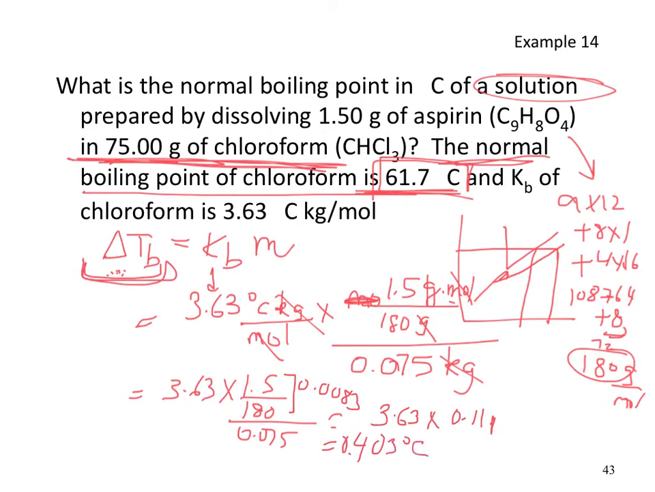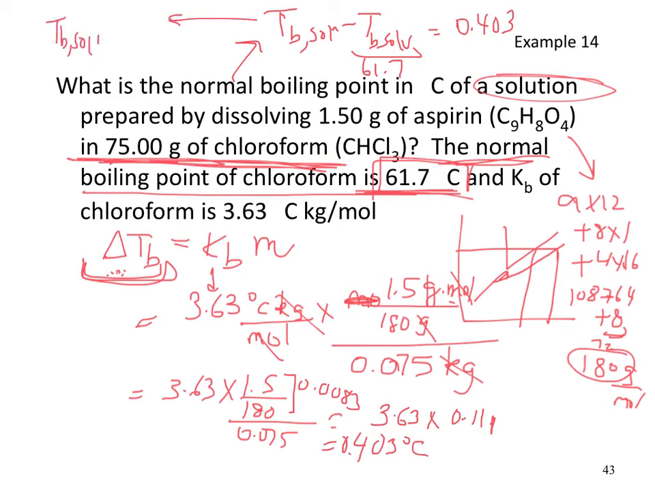And so that means that the new boiling point, meaning the final, that's the Tb solution minus Tb solvent, is 0.403. Since the solvent value was 61.7, you must add 61.7 to the number that you got, and that will give you the Tb solution to be equal to 62.103 degrees Celsius. Okay, sound good? All right, let's go forward.